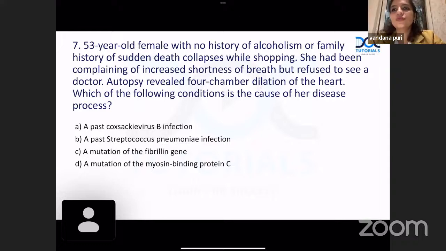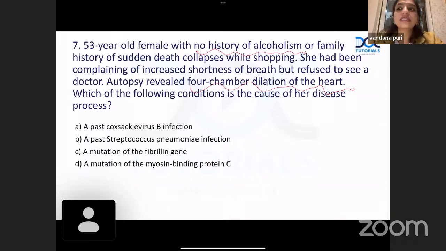So this was a googly question. I'm sure all of you would have answered this question very well. This was a 53-year-old female with no history of alcoholism or a family history of sudden death who collapses while shopping. She has been complaining of increased shortness of breath but refuses to see the doctor. Autopsy shows a 4-chamber dilatation of the heart. Which of the conditions is the cause of the disease process?